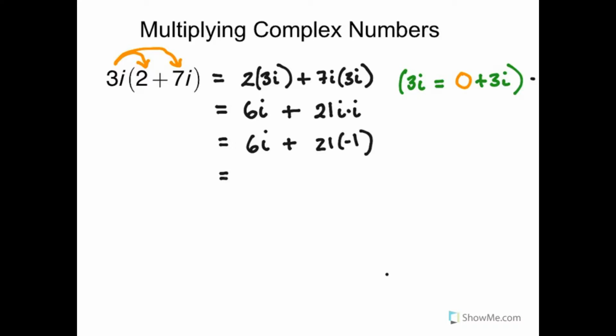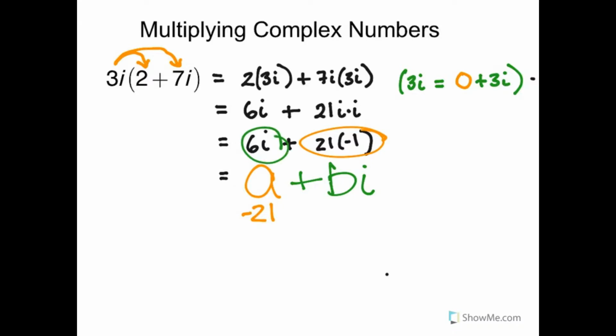And I want to write it in the form real plus imaginary. So I'm going to have to switch those two around. The real part here is negative 21, and the imaginary part is 6i.